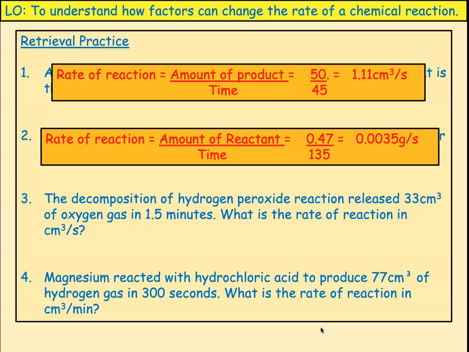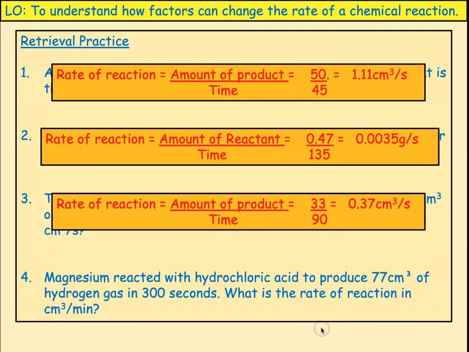The decomposition of hydrogen peroxide gives you 33 centimeters cubed of oxygen in 1.5 minutes. What is the rate of reaction in centimeters cubed per second? So again, we need to convert that to seconds. So that's 33 divided by 90 gives you 0.37 centimeters cubed per second.